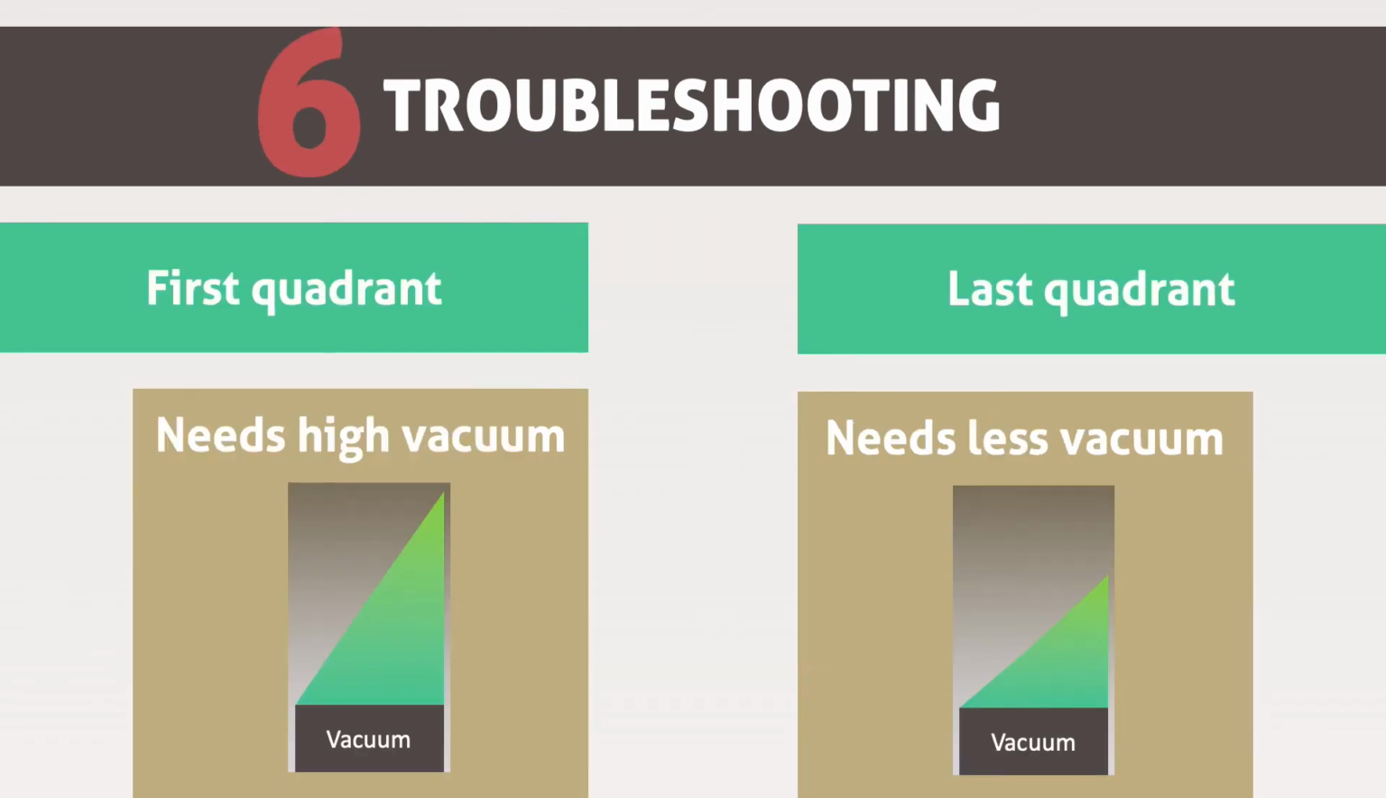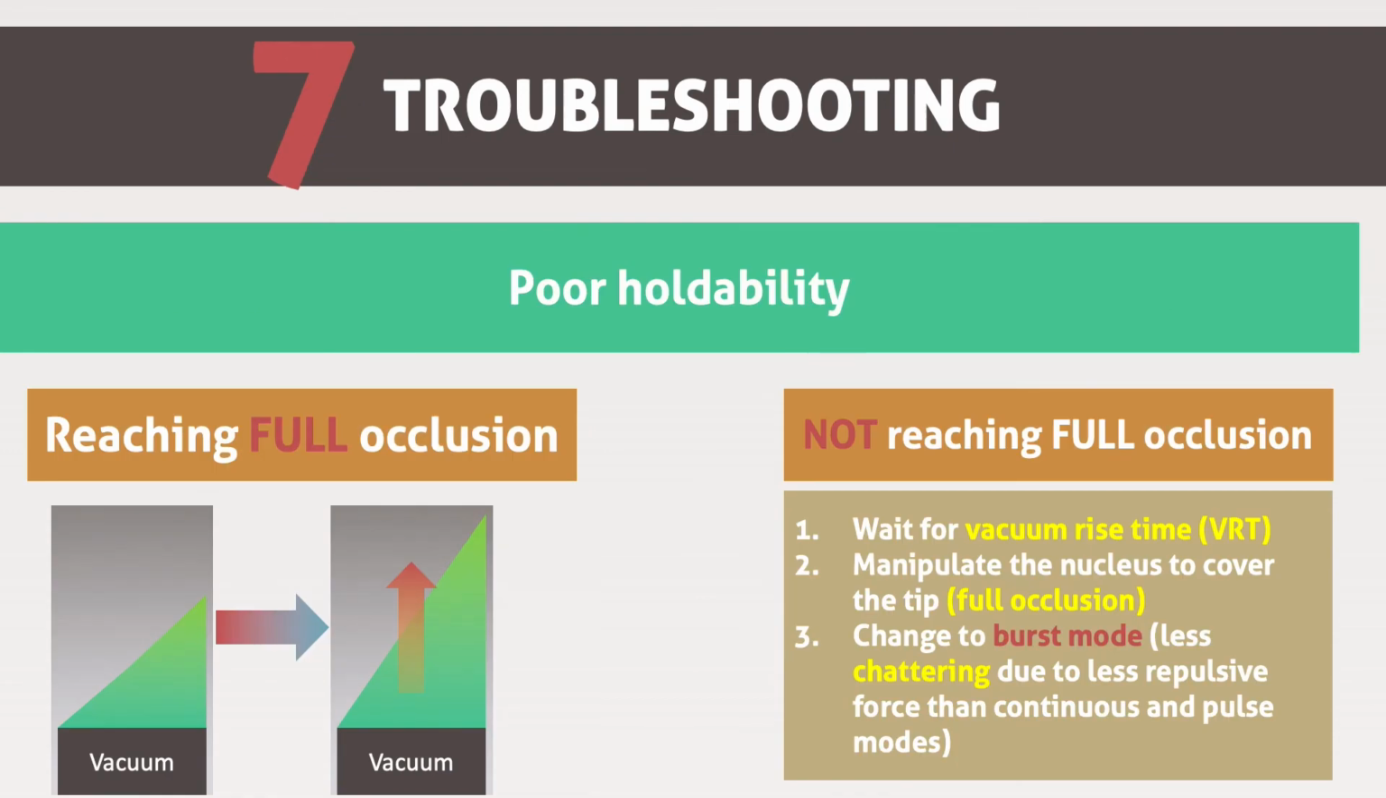Another problem which can increase the risk of PCR is a high vacuum during last piece removal. During last piece removal, we have to work carefully when we are using the vacuum or lower the vacuum. Problem number 7 is poor holdability.